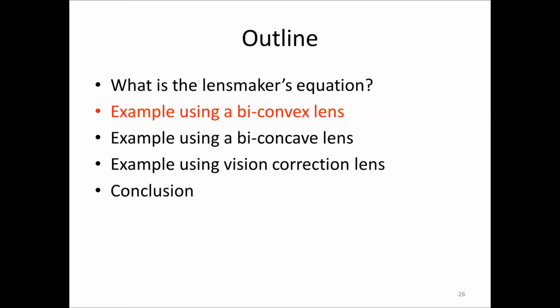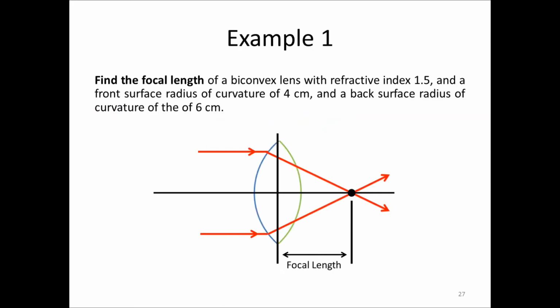So, in this first example, I want to find the focal length of a biconvex lens, meaning both the front and back surface are convex, that has a refractive index of 1.5, a front surface radius of curvature of 4 centimeters, and a back surface radius of curvature of 6 centimeters. And we want to find what this focal length is. To do this, let's use the Lensmaker equation.